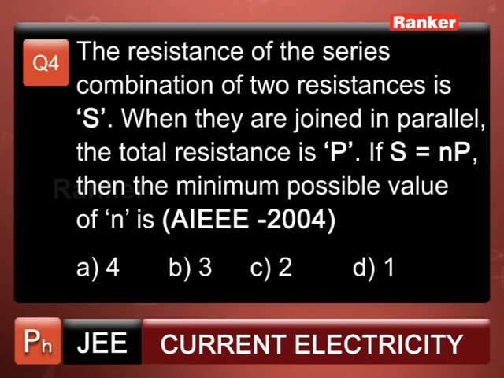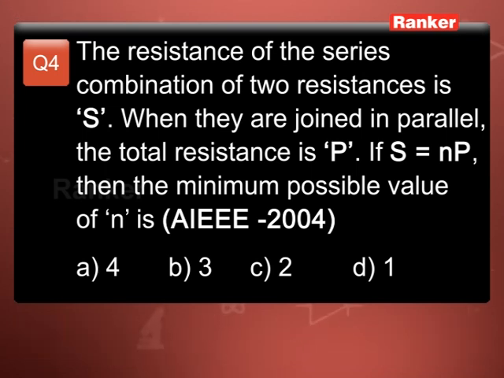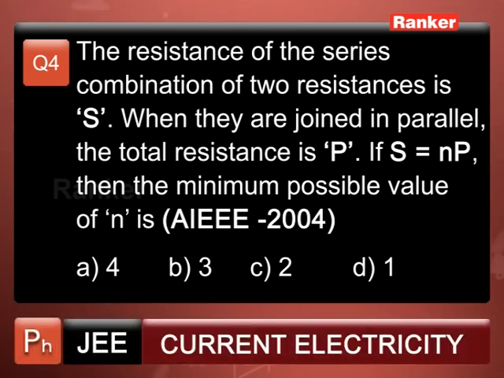The resistance of the series combination of two resistances is S. When they are joined in parallel, the total resistance is P. If S is equal to N times P, then the minimum possible value of N is how much? Minimum possible value, remember that. Maximum value, no one will ask you. What for? We will be knowing the reason now. So the minimum possible value of N is how much?